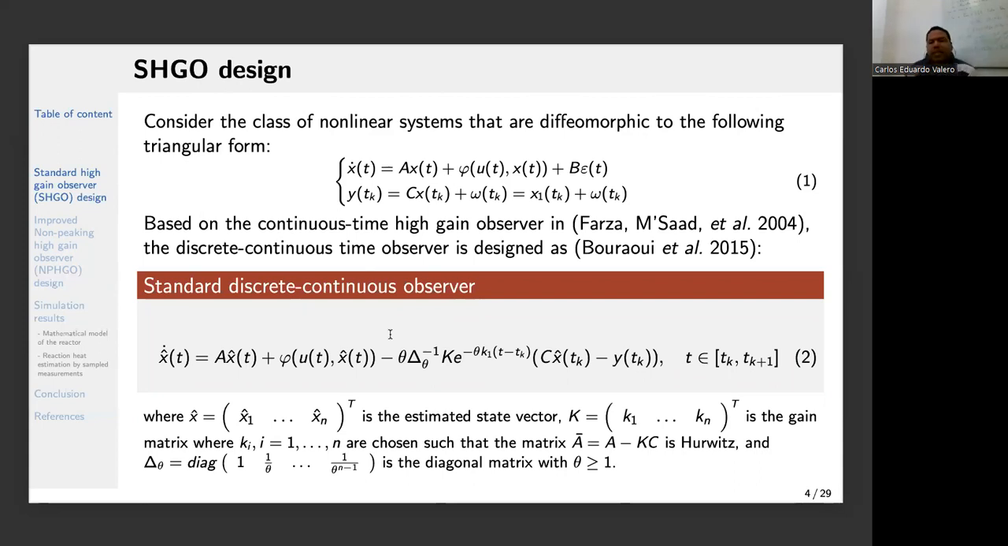Okay, wait. Let's make an example. Let's assume tk is 0. We are now at 0.3. What is going to happen? I'm going to take the last output that I took to correct the system. And what about this exponential of t minus tk?